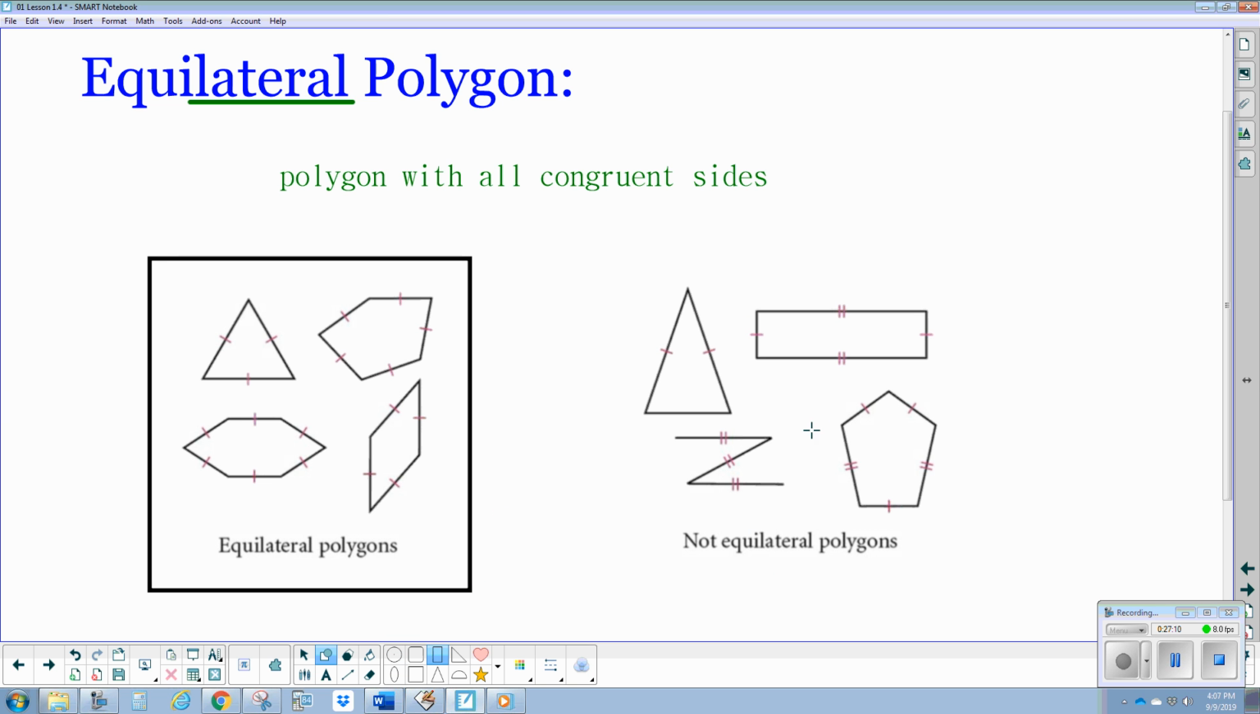Here, some of these are not even polygons. This isn't even a polygon. Here we can see, although it has 2 sides that are congruent, 2 pairs of congruent sides, so it's a rectangle that has 2 pairs of congruent segments. Not all 4 of them are congruent. So an equilateral polygon might be a rhombus, or a square would be equilateral, but a rectangle is not equilateral.